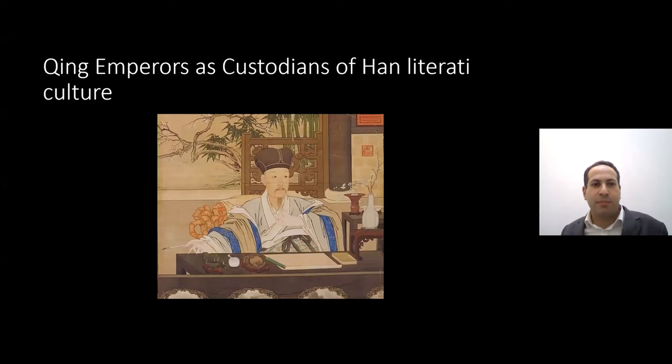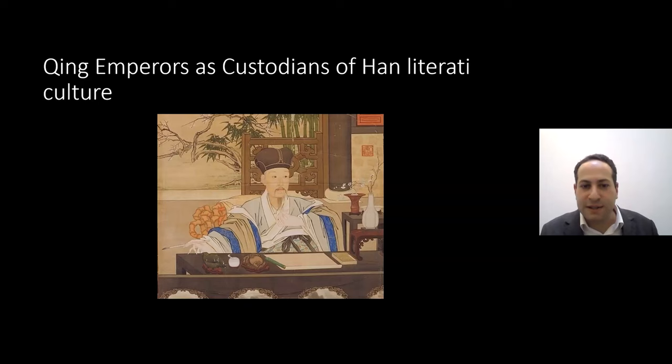themselves as custodians of Han literati culture. They were Manchu, they were foreign, they were perceived as foreign, but they wanted to show themselves and legitimize themselves as the custodians of Han Chinese civilization. And so they always portray themselves, or in many ways portray themselves as Han Chinese scholars, like in this painting here of the Qianlong Emperor as a Han Chinese scholar with a brush in hand and all the scholars' objects on the desks and the vases.